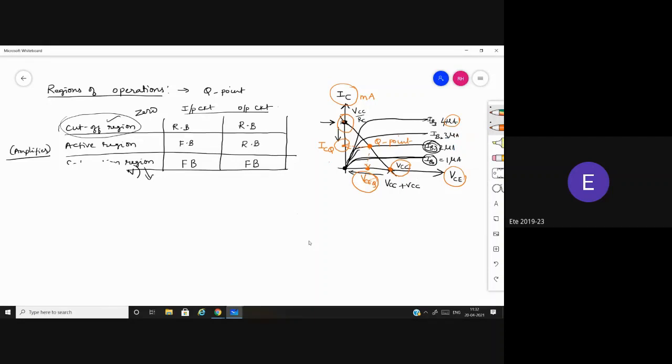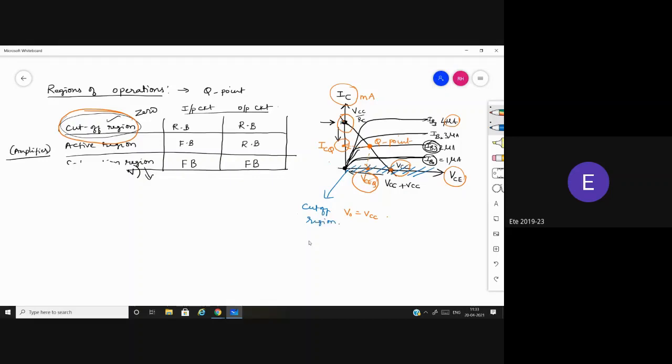When do we get VCC? Output voltage is equal to VCC when IC is 0. IC is 0 means what? Current is not flowing. Current is not flowing means what? Cutoff region. So this region, whatever we are having, is our cutoff region.